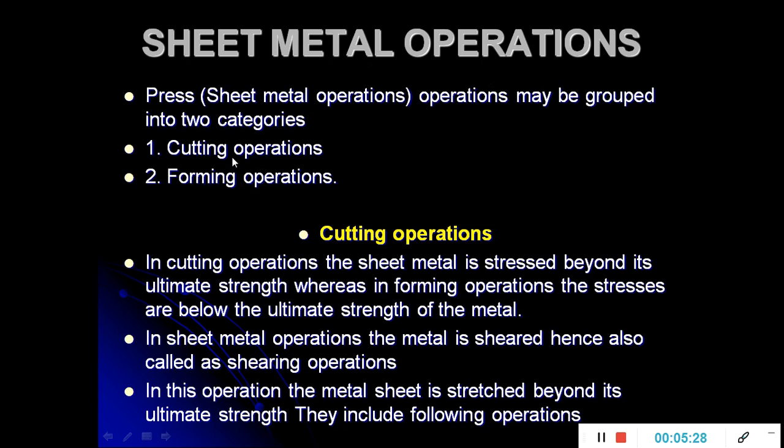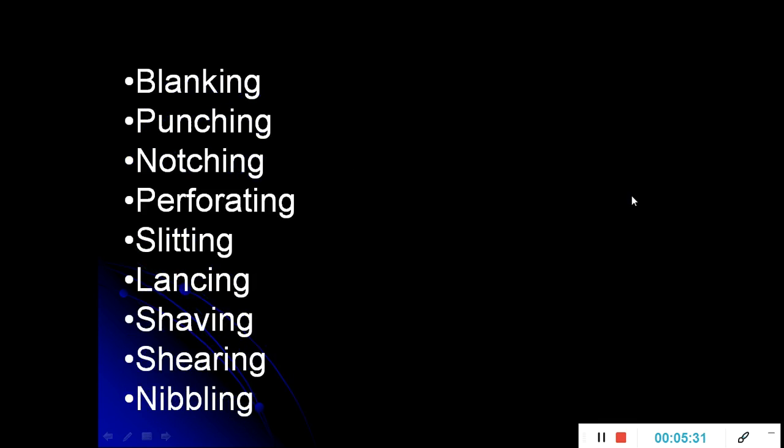Now we'll go through the cutting operations first. What are the different cutting operations? The different cutting operations are blanking, punching, notching, perforating, slitting, lancing, shaving, shearing and nibbling. In these cutting operations we apply force on the sheet metal beyond its ultimate strength so that the material gets separated from the sheet. Now we will discuss them one by one.